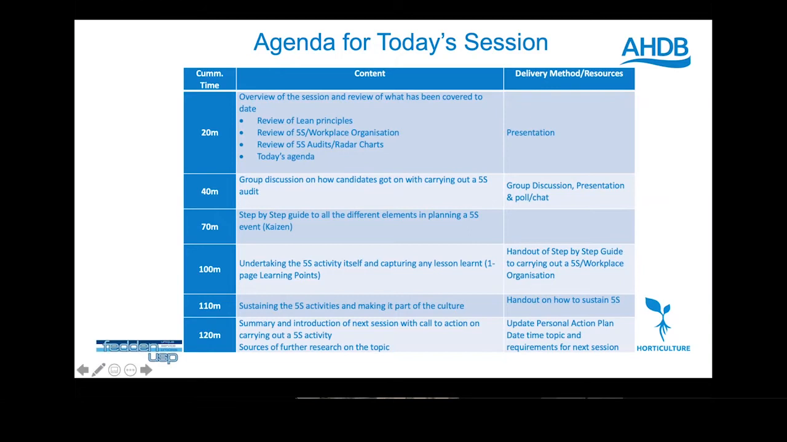And then at the end, we'll talk about the next stages of getting you to think about how you can actually go about implementation within your own business. So we'll talk through what I want to cover as part of the last two parts of the presentation and the modules.